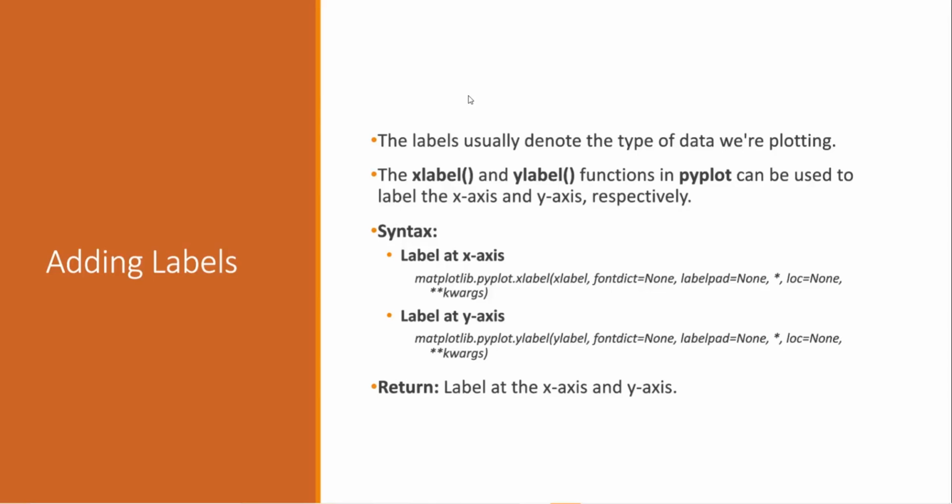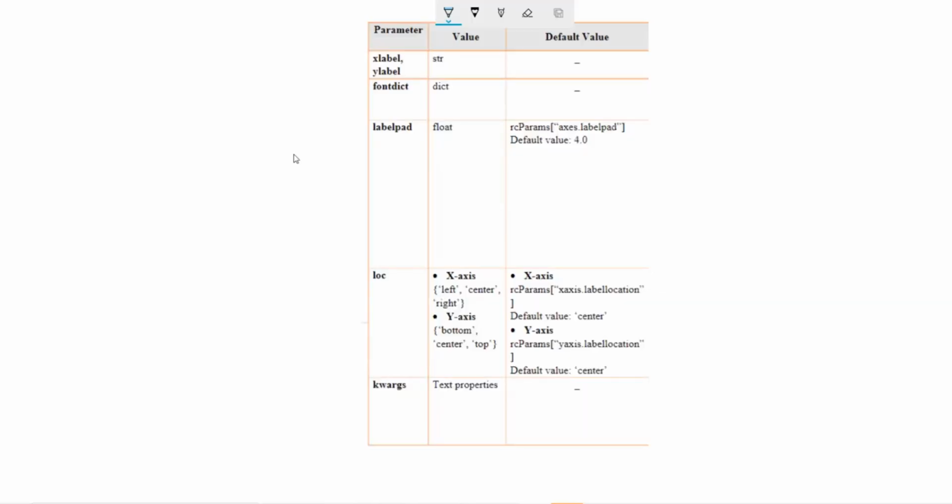So let's discuss the parameters of both the functions. The parameters are as follows. The xlabel and ylabel take the value in string format, and it presents the text which we want to present at the labels. Another is fontdict. It takes the value in dictionary format and is used to control the style of the label. Another is labelpad. It takes the value in float format. It has a default value of 4.0 and represents the distance in points from the axis.